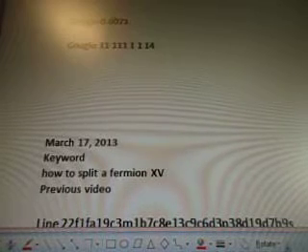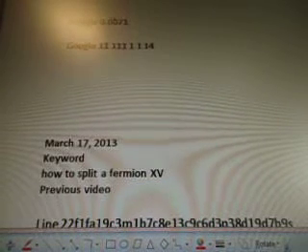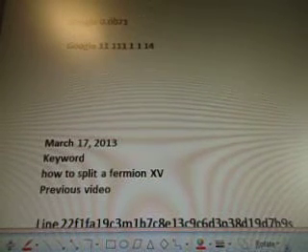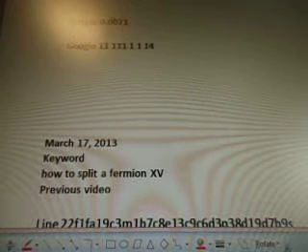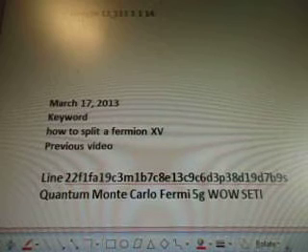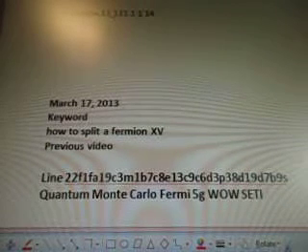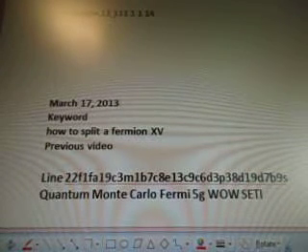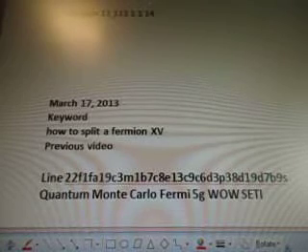And this is splitting quarks, mesons, baryons, quantum lattice keywords PDF, file results to use with the long distance communications device from our WOW data formulas. This is March 17th, today's April 21st. This is how to split a fermion, video number 15. It's actually the 16th video.